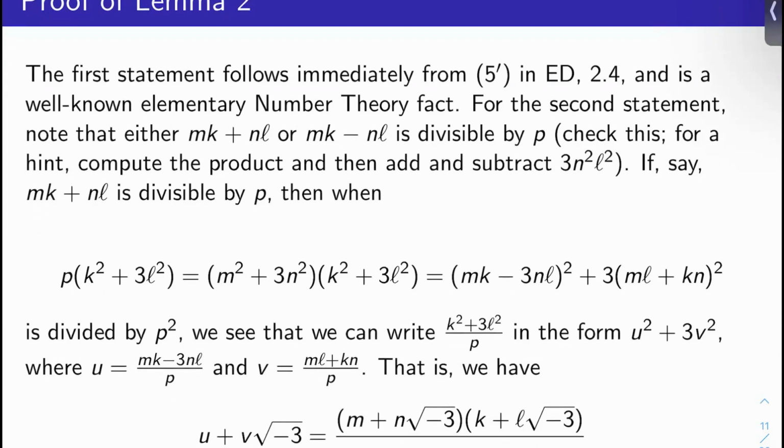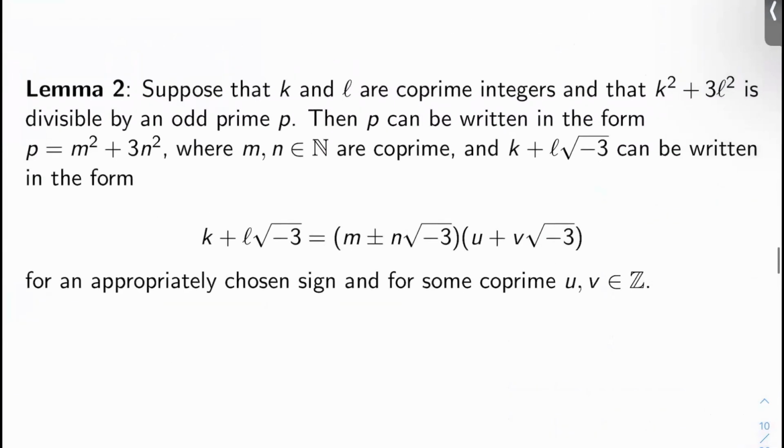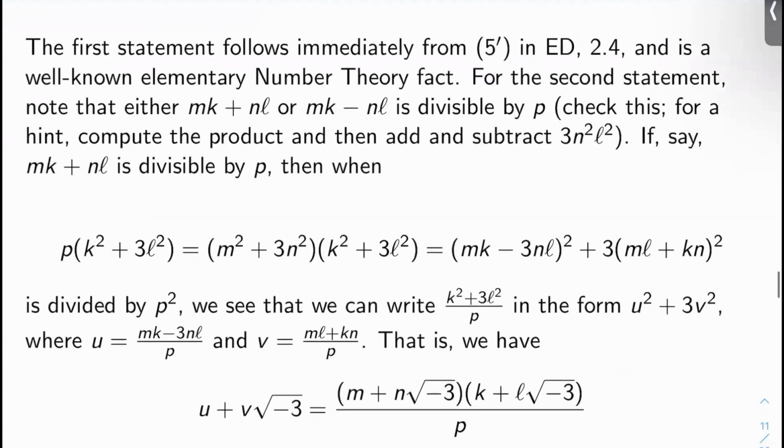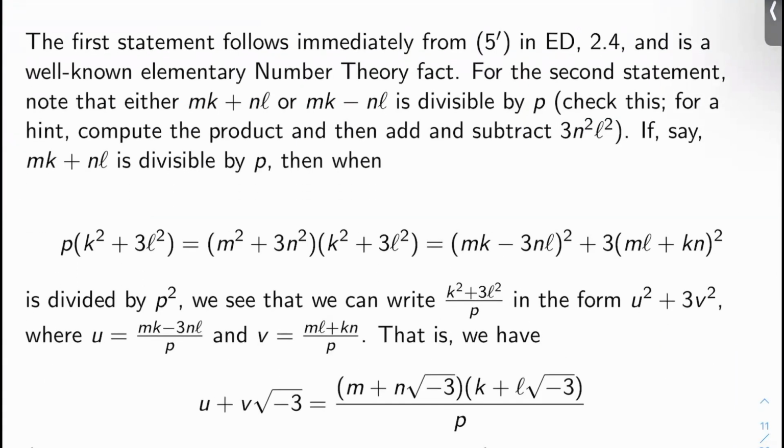Okay, the second statement, though, is the one I'm primarily interested in. That's this. So how do I prove this? It's very similar to the first lemma. As an exercise, check that either mk plus nl or mk minus nl is divisible by p. I'll give you a hint. Take the product and add and subtract 3n squared l squared, and use what you already know in Euclid's lemma to see that one of these is divisible by p.